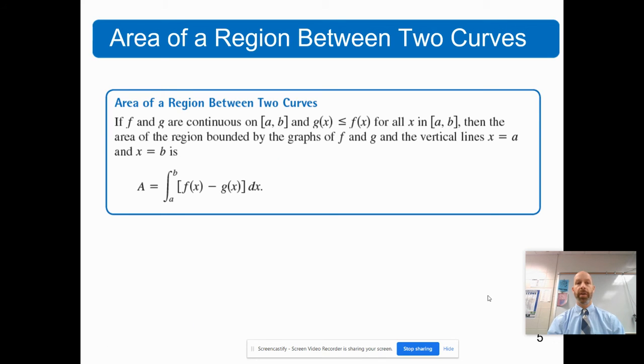And so this gives us our definition of the area between two curves. If f and g are continuous functions on the interval a to b, and we know that g is less than or equal to f for all x in that interval, then the area of the region bounded by the graphs of f and g and the vertical lines x equals a and x equals b is area equals the integral from a to b of f of x minus g of x dx.